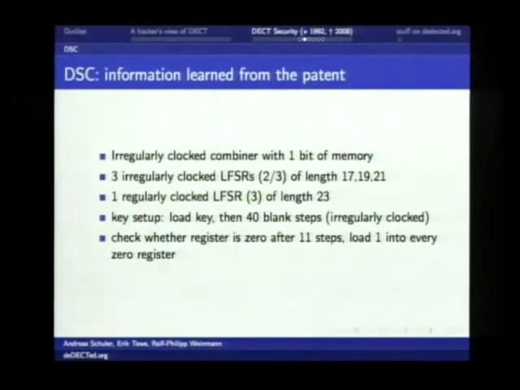They furthermore described how to do the key setup, and they also had this very strange thing where they check whether a register is 0 after 11 steps of this pre-ciphering step, they call it, which is basically blank rounds of the stream cipher where you don't generate output, but you irregularly clock it. And when that happens, they loaded 1 into every register. Why they do it that way, we don't know. Maybe somebody misunderstood how stream ciphers work, specifically LFSRs, because you can check that in the very first clock already.